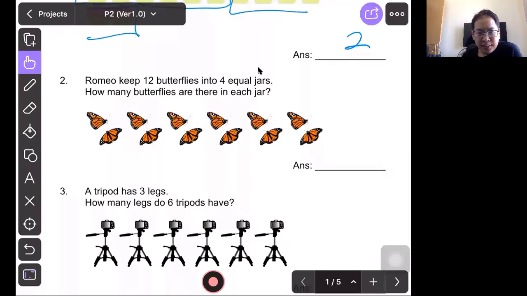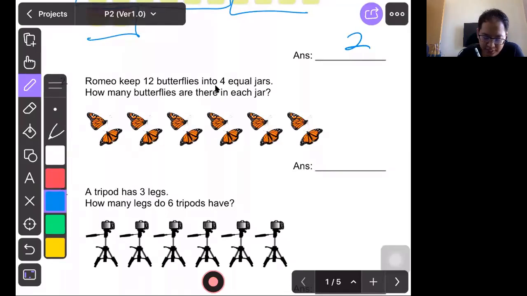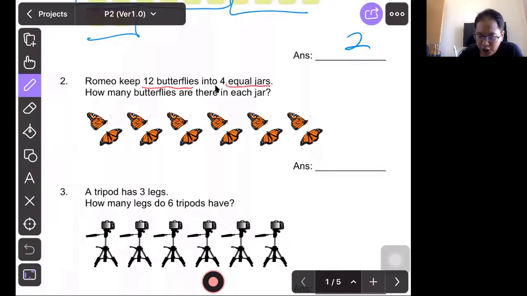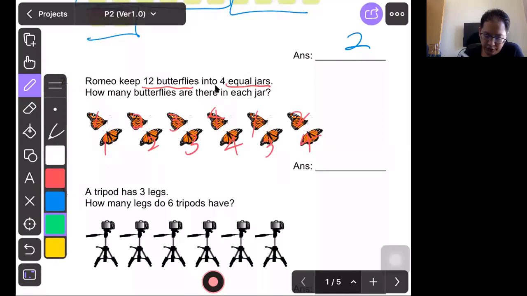Okay, so now, 12 butterflies into 4 equal jars. So we have to put them equally. One of the methods is to put one in each first. So this is for the first jar, second jar, third jar, fourth jar. Again, first jar, second jar, third jar, fourth jar. And again. So you have 1, 2, 3. 3 butterflies in each jar. So the answer is 3.